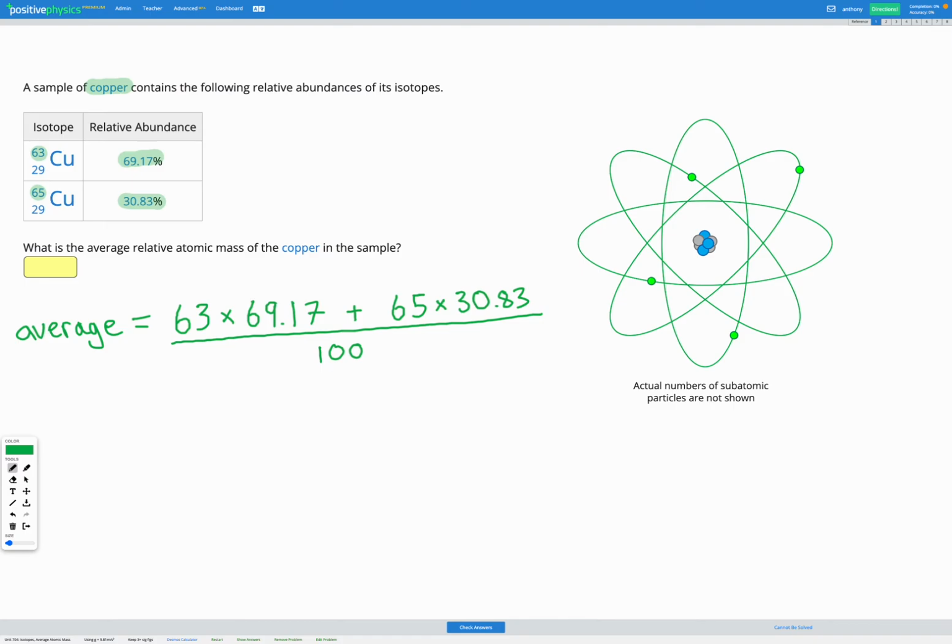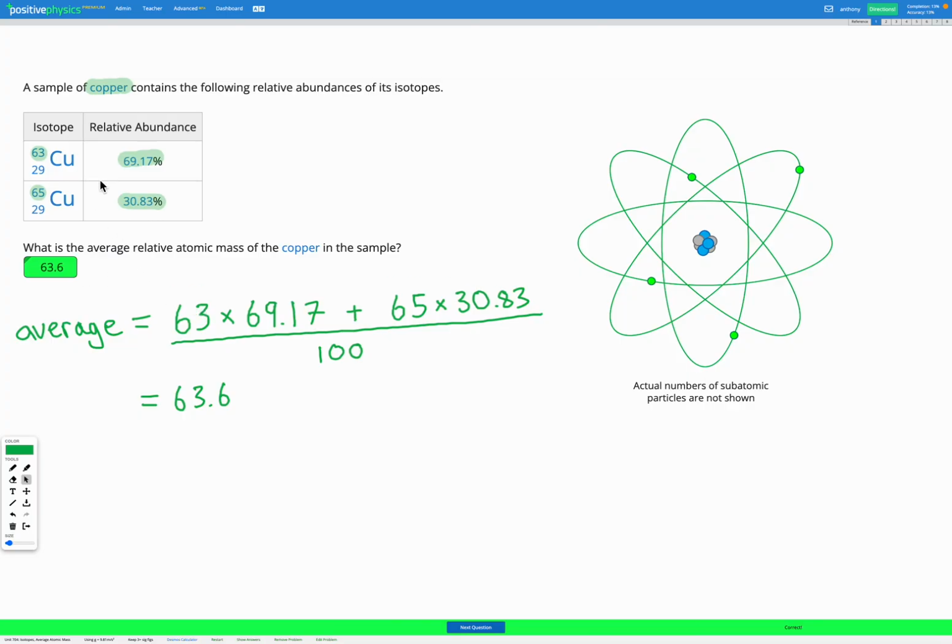Okay, so now all we need to do is put this in our calculator. And that gets us an answer of 63.6 for our average relative atomic mass. Let's enter that in here.